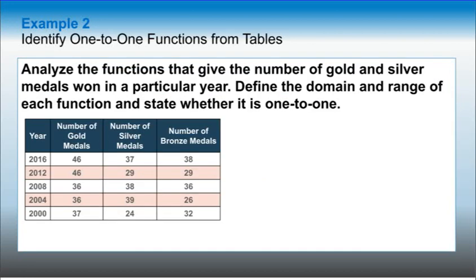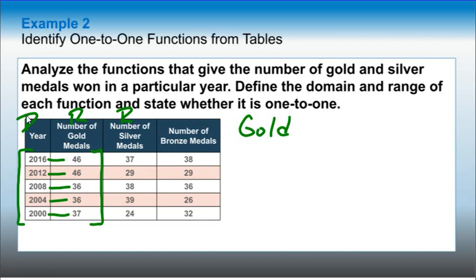So analyzing these functions, we're just going to be looking at gold and silver for this particular problem. We're going to look at the domain and range. So the domain will be the year, and the range would be the number of gold and the number of silver medals. So if we think of gold first, we can just look at these numbers here. Each year is listed once, and it's matched up with a specific number here, with one number.